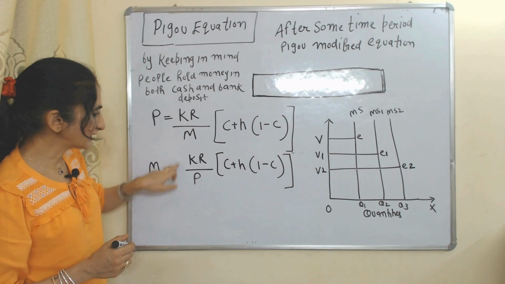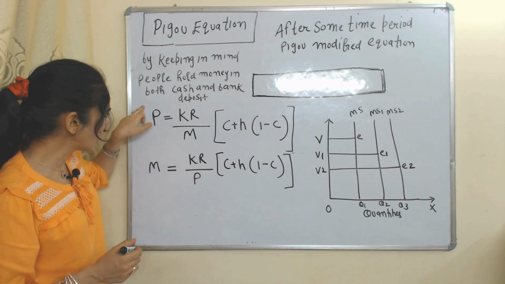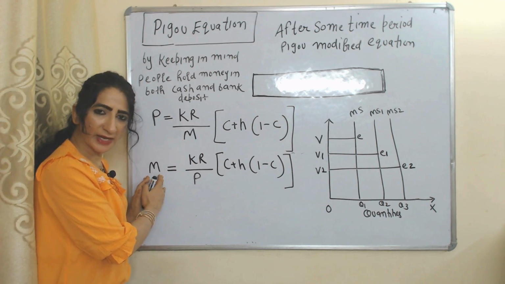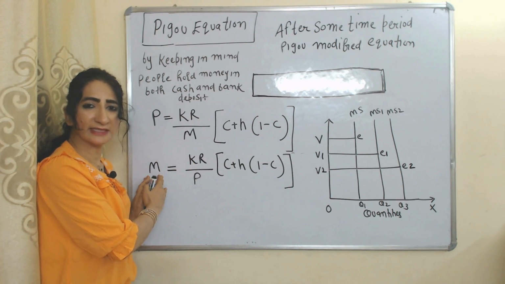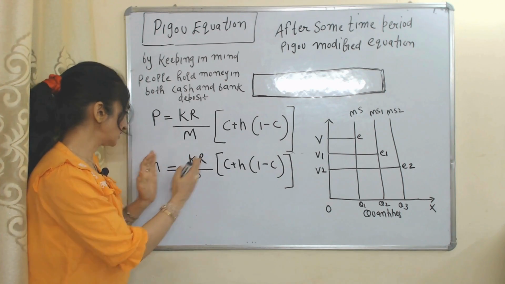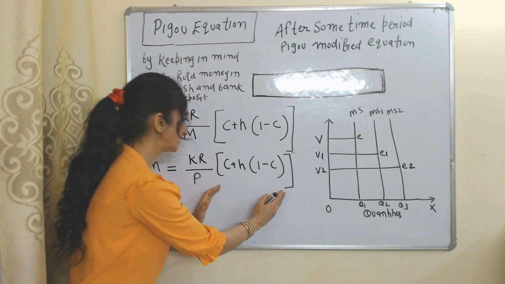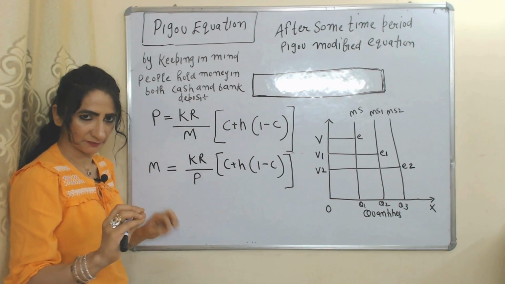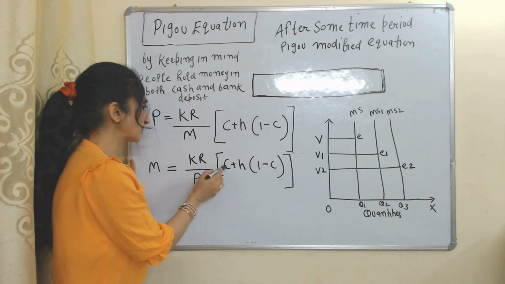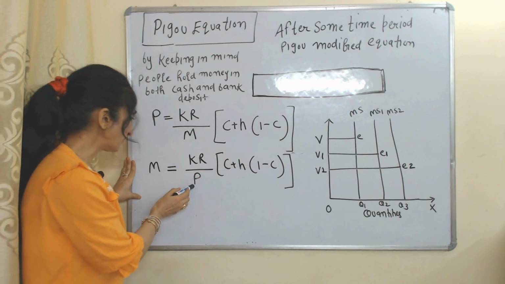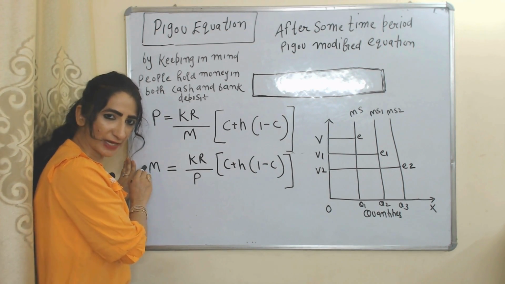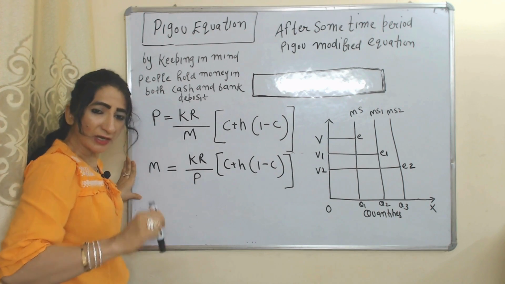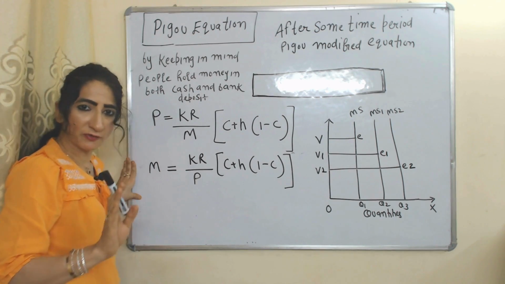This is another way of writing this equation. M will come here, P will come here. So M is money supply, the quantity of money, or the stock of money. This part represents money supply and this part represents money demand. For the equilibrium level, both are equal to each other. According to Pigou, if K, R, C, H are constant, then value of money and money supply have an inverse relation. As money supply increases, value of money falls, but as money supply falls, value of money increases.